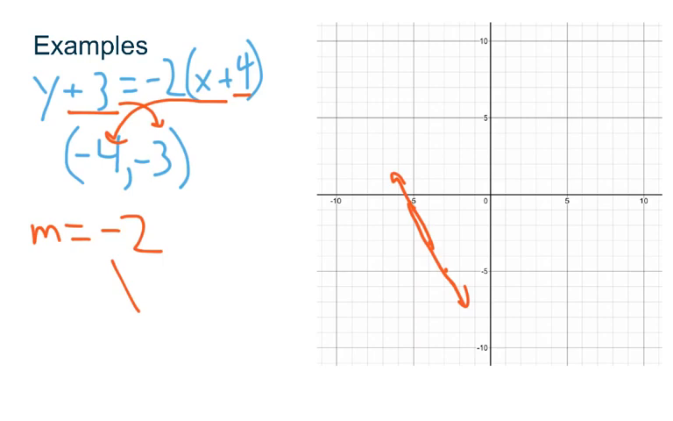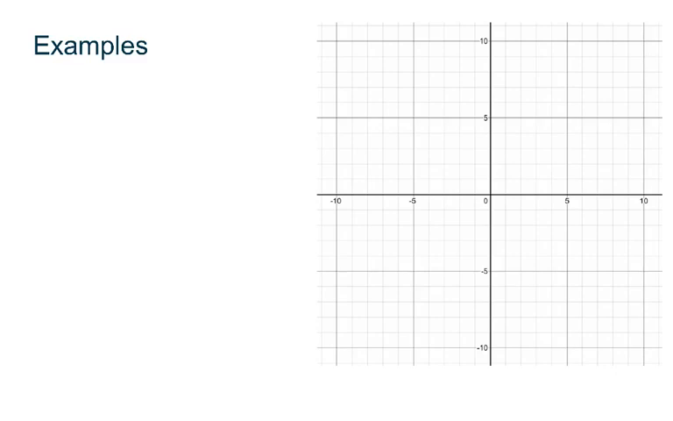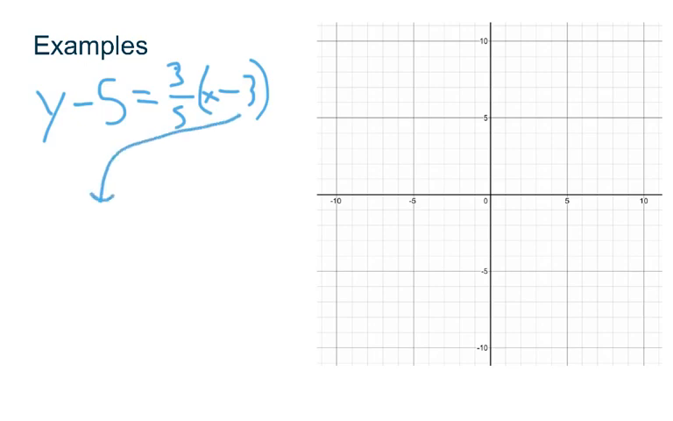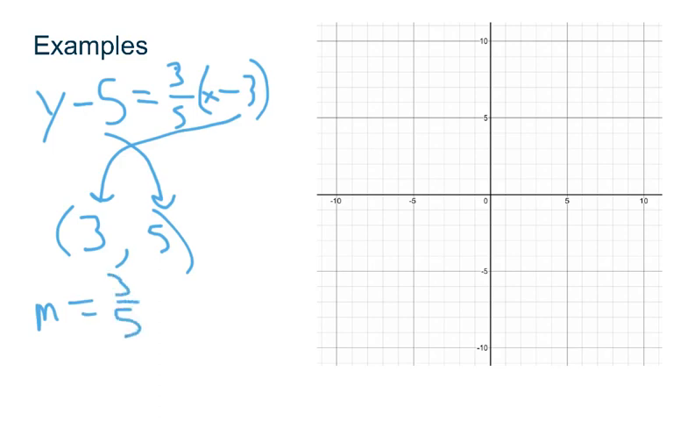So let's do a couple more examples. All right, this one, let's say we have y minus 5 is equal to 3/5 times the quantity x minus 3. Again, we need to extract our point. We bring this one over here, change its sign to 3. Bring this one over here, change its sign to positive 5. And then extract the slope, which is 3/5. So the theme of this one is 3 and 5.